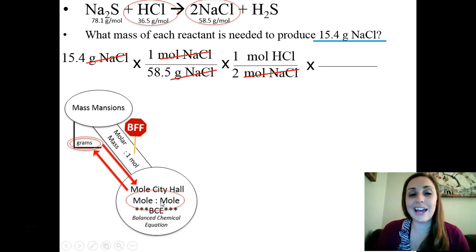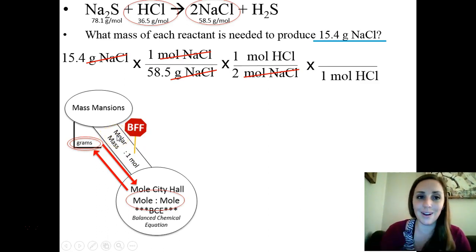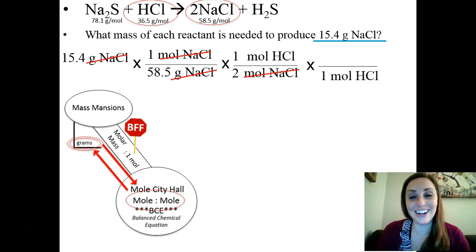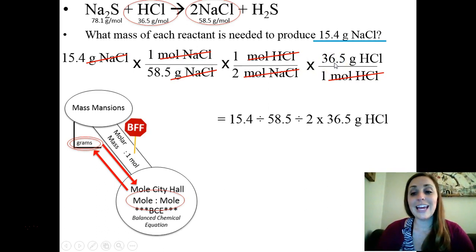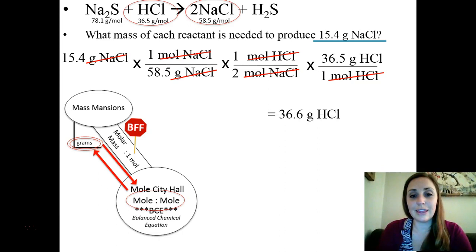So you have to X-line it. You're leaving Mole City Hall, so the first thing you hit is 1 mole, so that goes on the bottom. Remember, it's now HCl. And the molar mass of HCl goes on the top. We solved that a while ago, 36.5 grams of hydrochloric acid. It goes on the top. Cancel what can cancel. And then you do your math. 15.4 divided by 58.5 divided by 2 times 36.5. All right. So plug that into your calculator, and you get this.